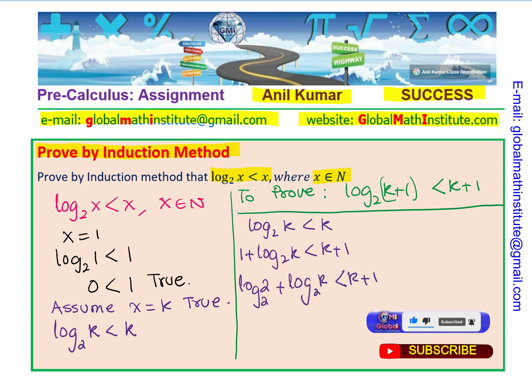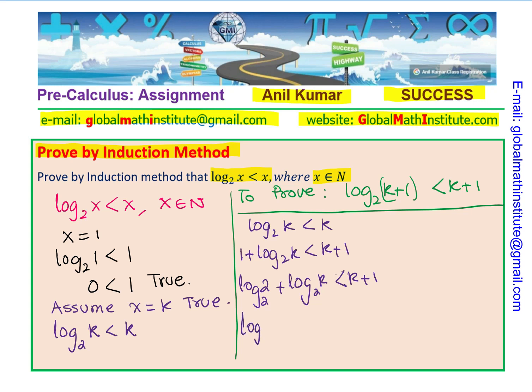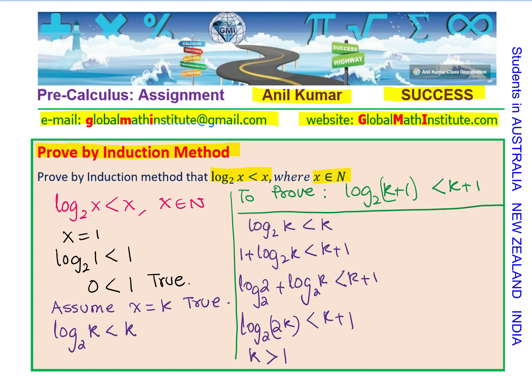Great. Now, applying the properties of logarithms, when you add, we have log to the base 2 of 2k is less than k plus 1. Perfect. So that's what we have. As you know, k is greater than 1 because we checked natural numbers starting with 1. For 1, it is true. k is any number greater than 1. Correct. So that also means something more than that.